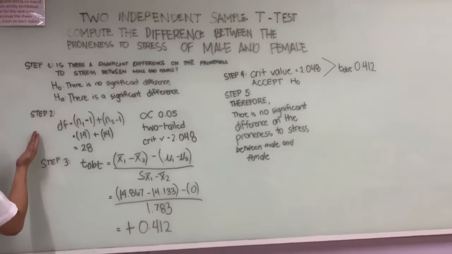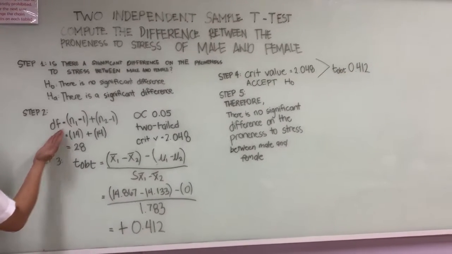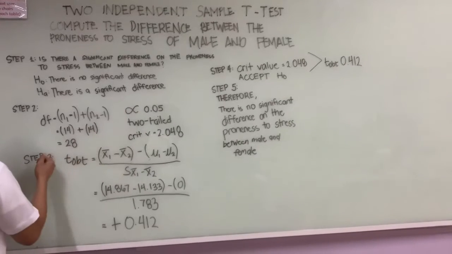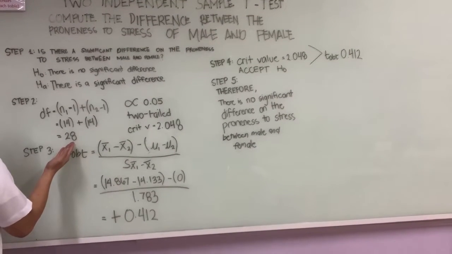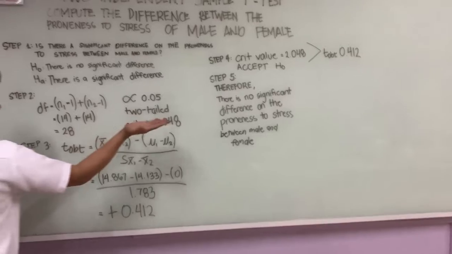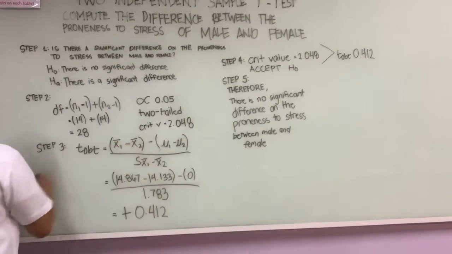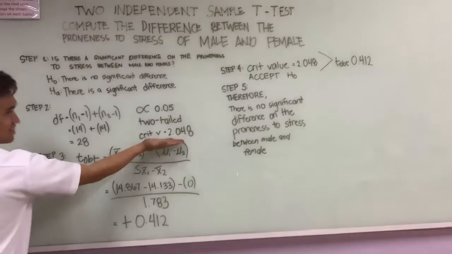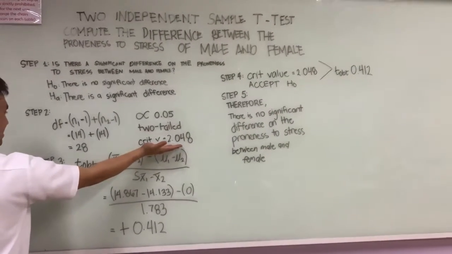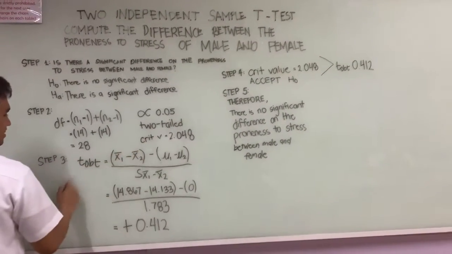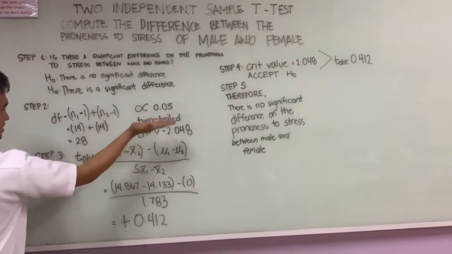For the second step, we will need to identify the value of DF, the type of test, and the alpha in order to get the critical value. Our DF will be 28. The given alpha for this problem is 0.05. This given example is a two-tailed test because it does not aim to know which independent variable is more prone to stress. Our critical value would be 2.048. This value could be found in the t-table in which you would refer to the value of 28 as 0.05 alpha in a two-tailed test.